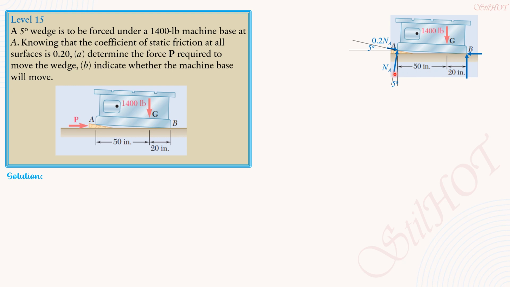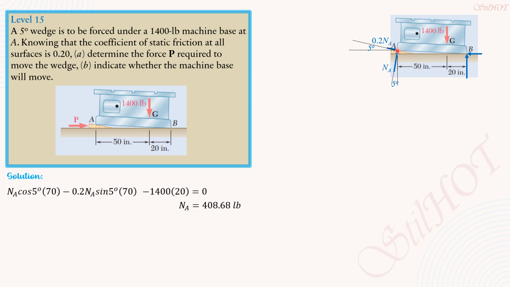So let's begin with the vertical component of NA, which is NA cosine of 5 degrees, times 70 inches, then minus 0.2 NA times sine of 5 degrees, the vertical component, times 70 inches. The horizontal components pass through point B, so you just have to ignore this distance. This length is not given, so that means we have to ignore it. Then minus 1,400 times 20 equals 0. From there, we can solve NA, and NA is 408.68 pounds.